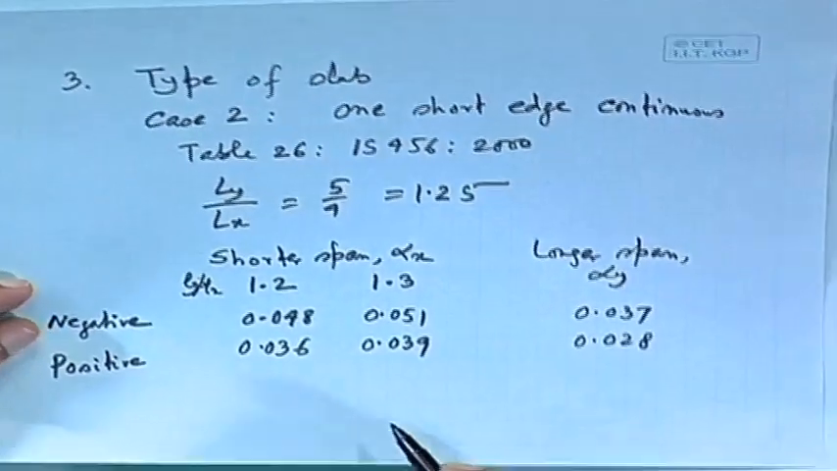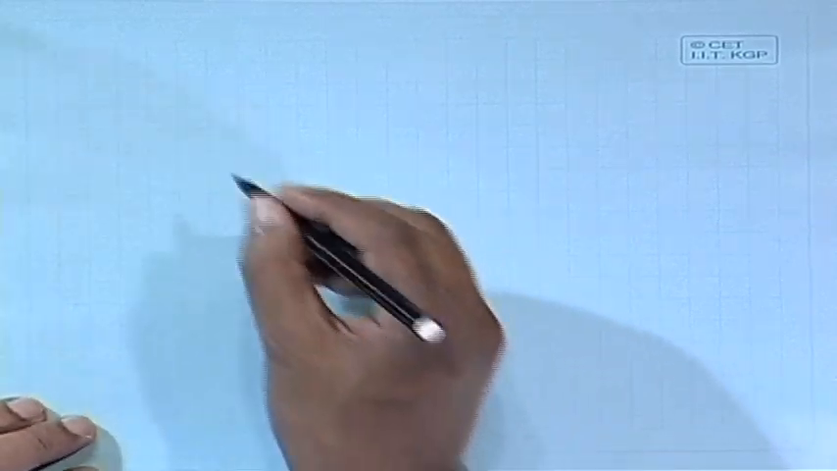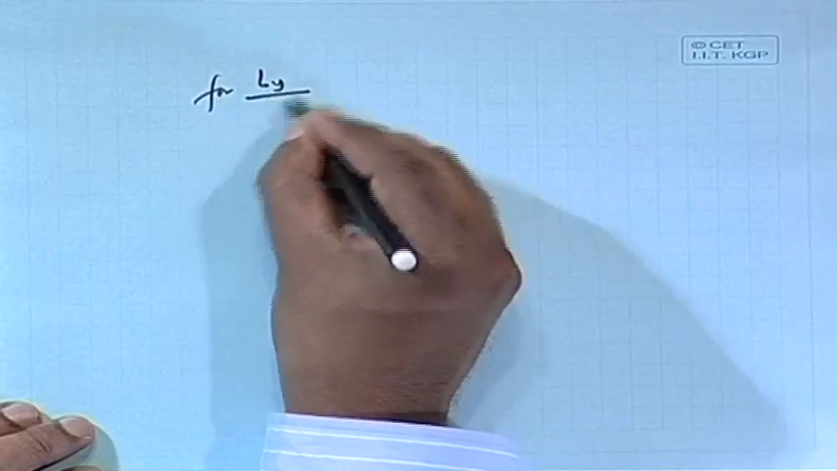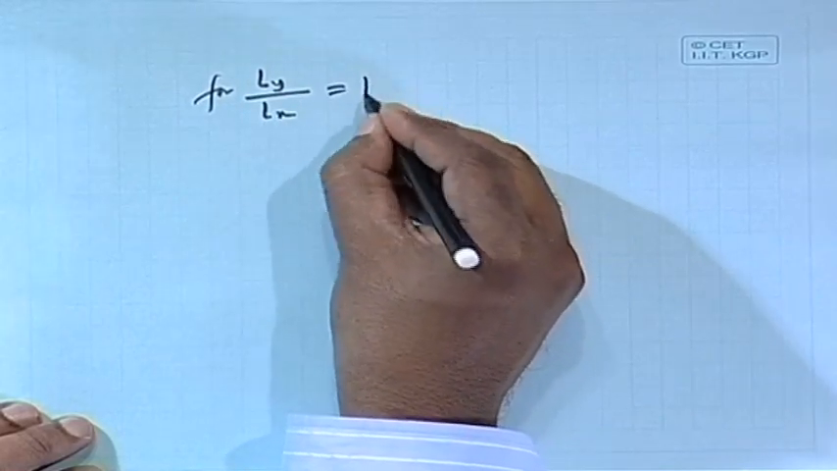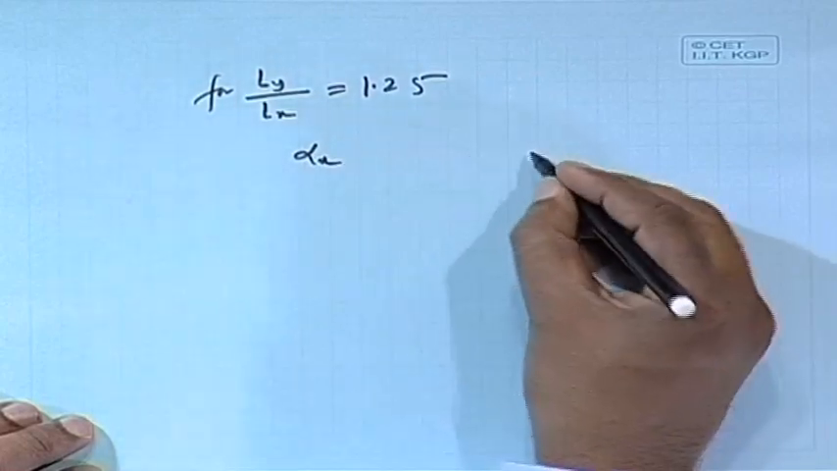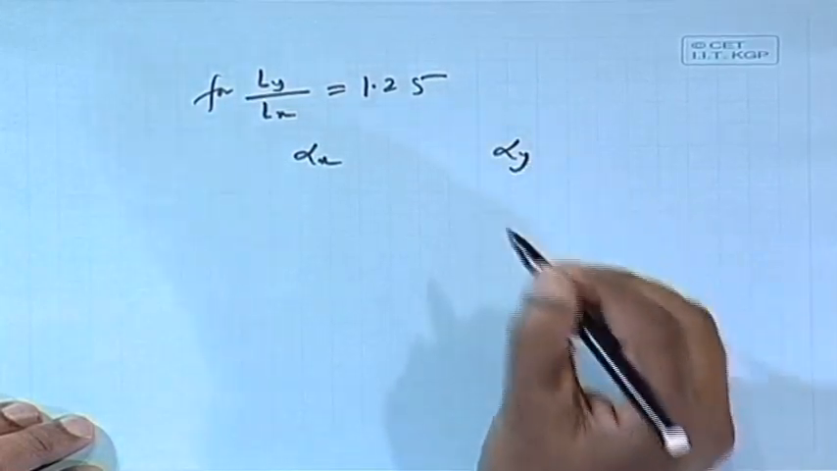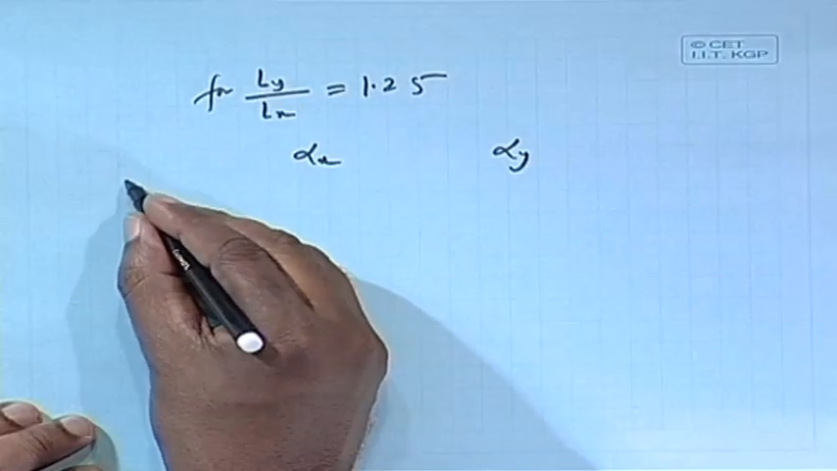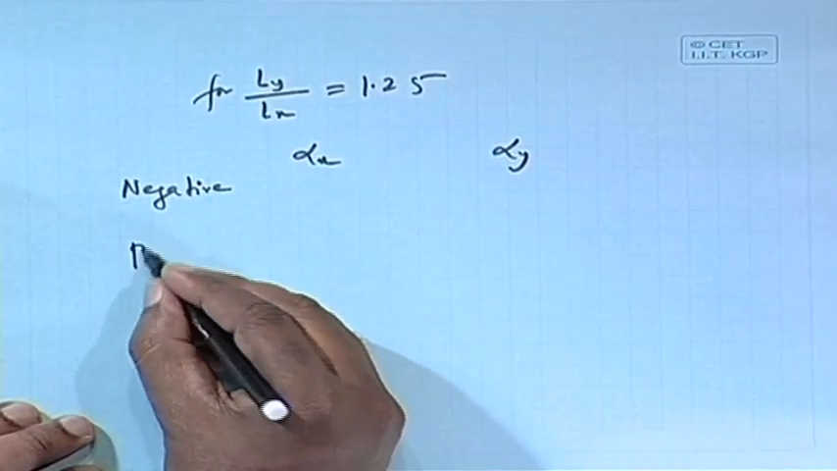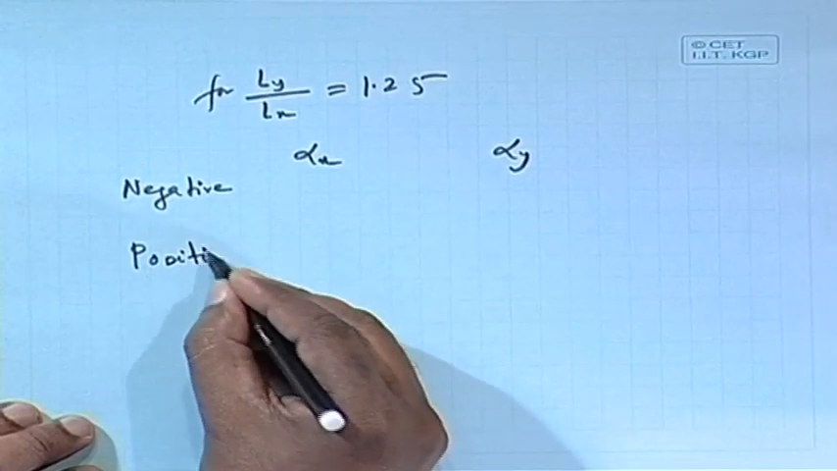So, shall I continue? Okay. So, negative moment for LY by LX equal to 1.25, alpha x and alpha y. So, negative moment, negative coefficient and positive coefficients.